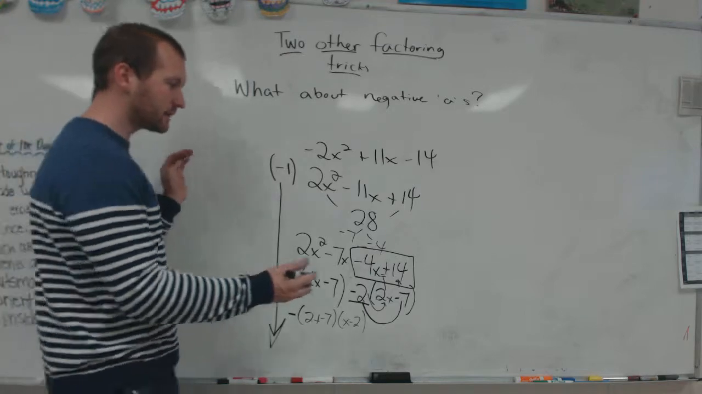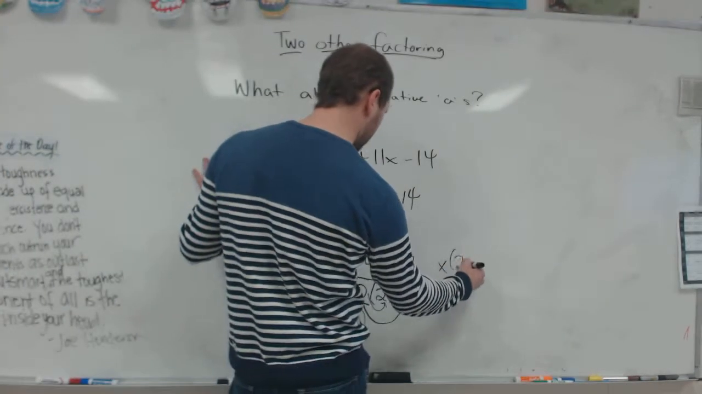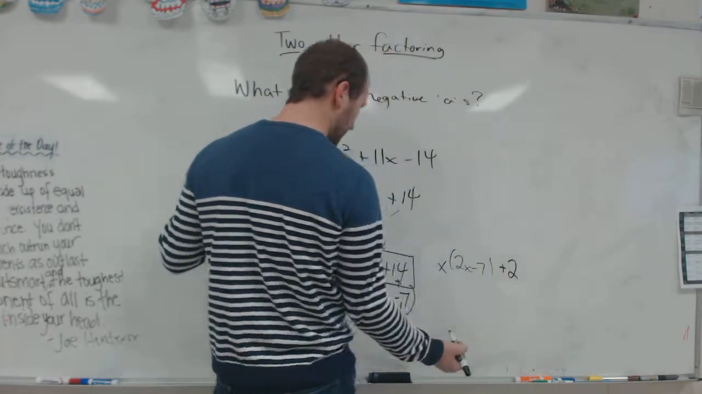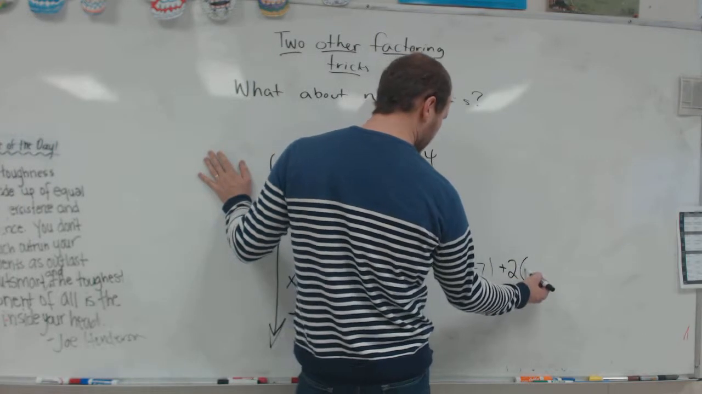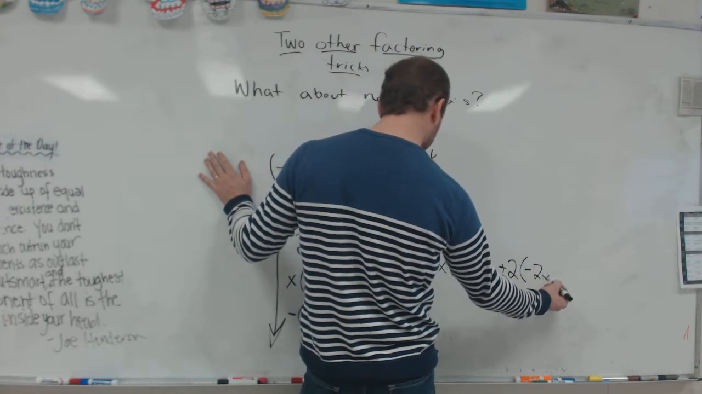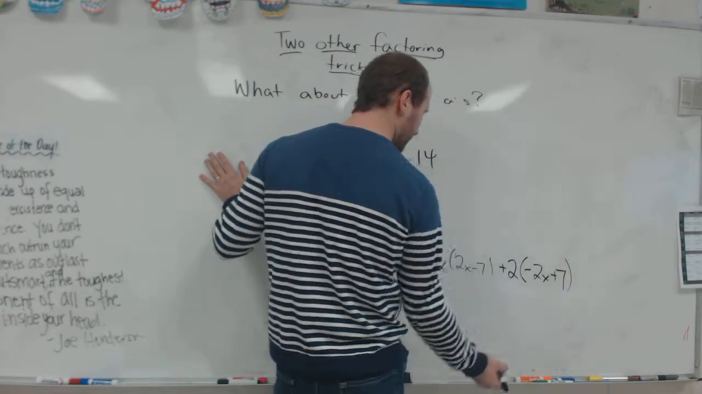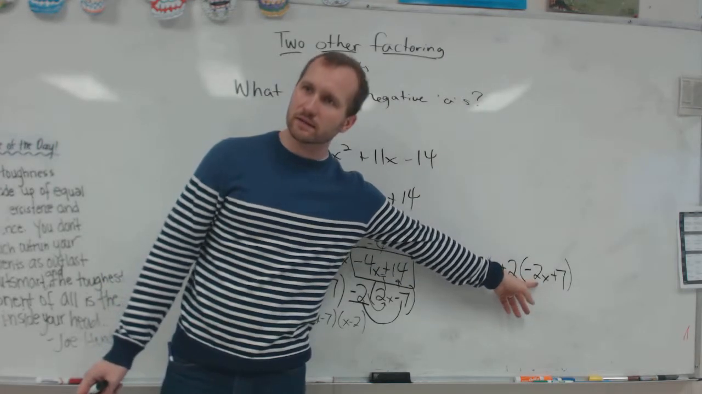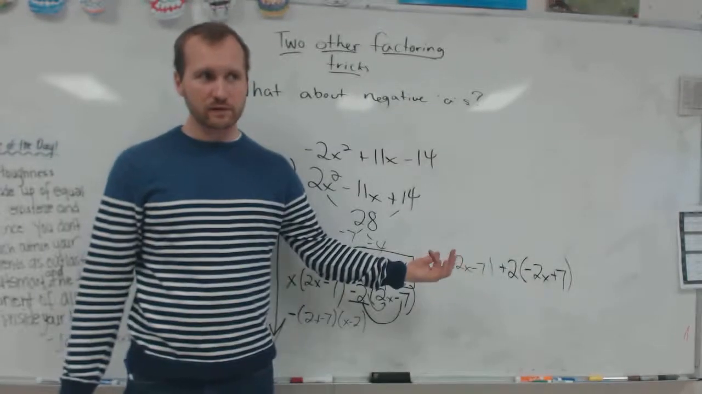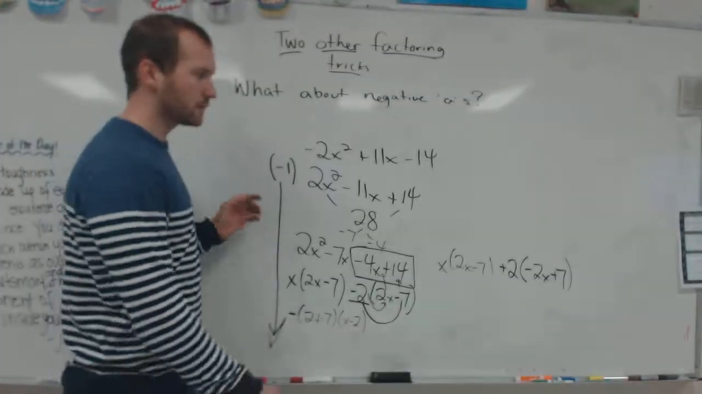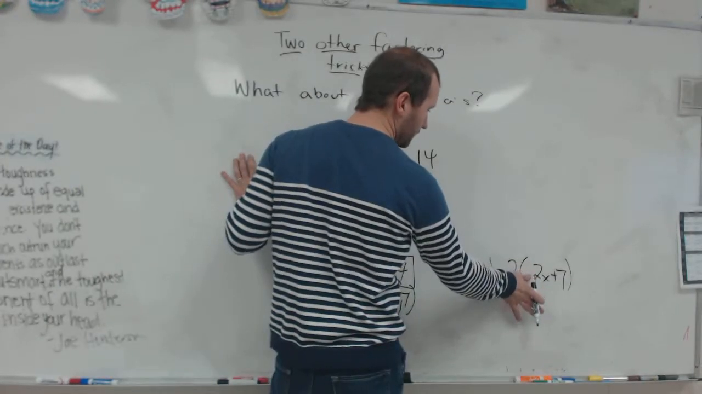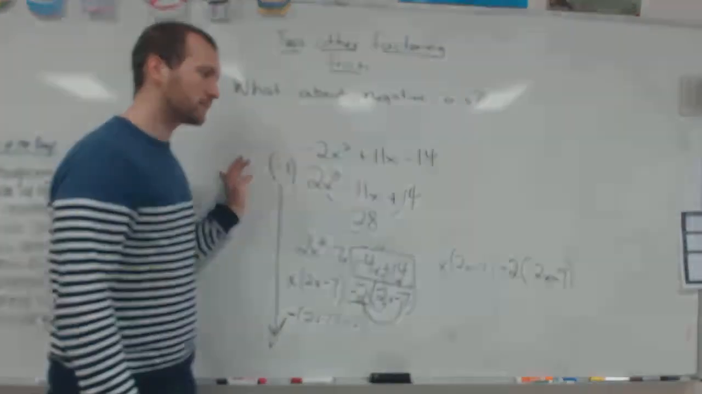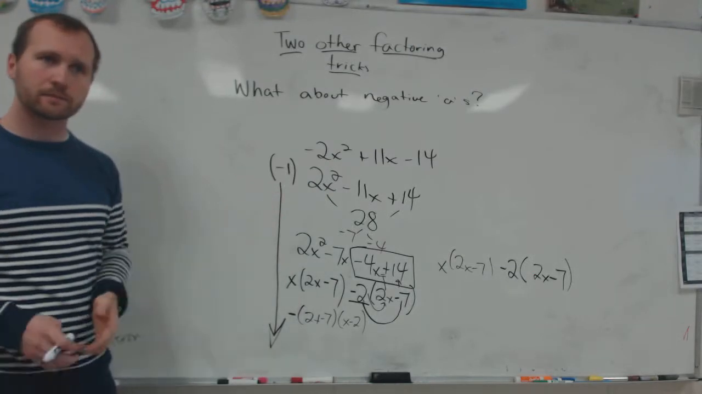Now, you could have done it this way. You could have said, okay, I got my x times 2x minus 7. You could have said, okay, 2 is the greatest common factor. That leaves negative 2x plus 7. And when you do that, you should realize, wait a second, this is not the same as this. But the only thing that's different is the negative signs. So I'm going to pull out a negative here and switch those two signs. And now they agree. Now they're the same.